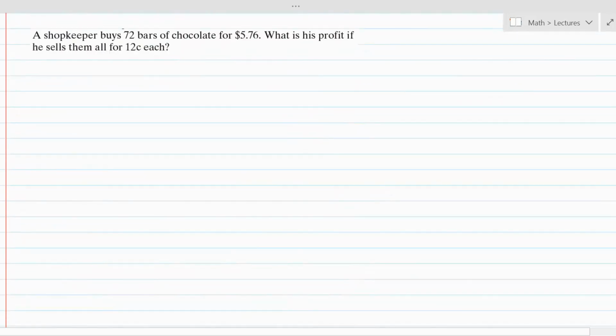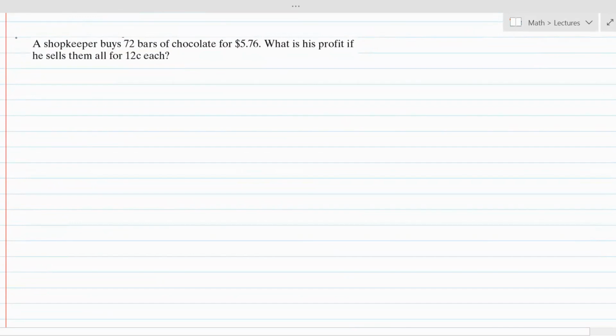Okay. In this question, if you read it, it says we have a shopkeeper who buys 72 bars of chocolate for $5.76. What is his profit? We have to find the profit if he sells them all for 12 cents each. The very first thing to be noted is that the two prices have different units, dollars and cents. So let's first convert the dollars into cents.